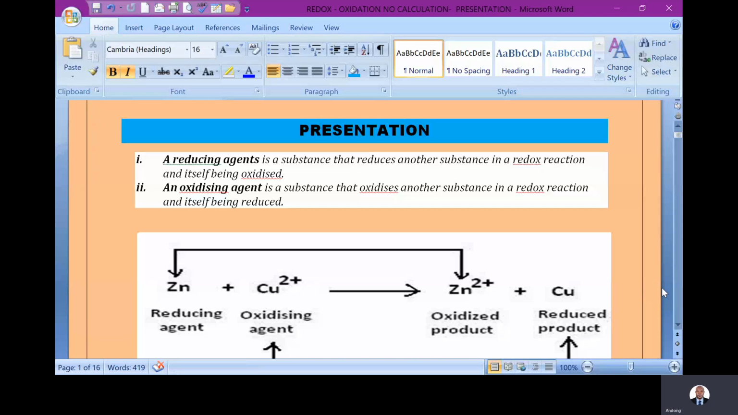Now, at the end of this lesson, you should be able to understand what a reducing agent and an oxidizing agent are. Then you should be able to identify a reducing and an oxidizing agent in a given redox equation. After that, you should know how to calculate the oxidation number of an element or of an element in a given compound.